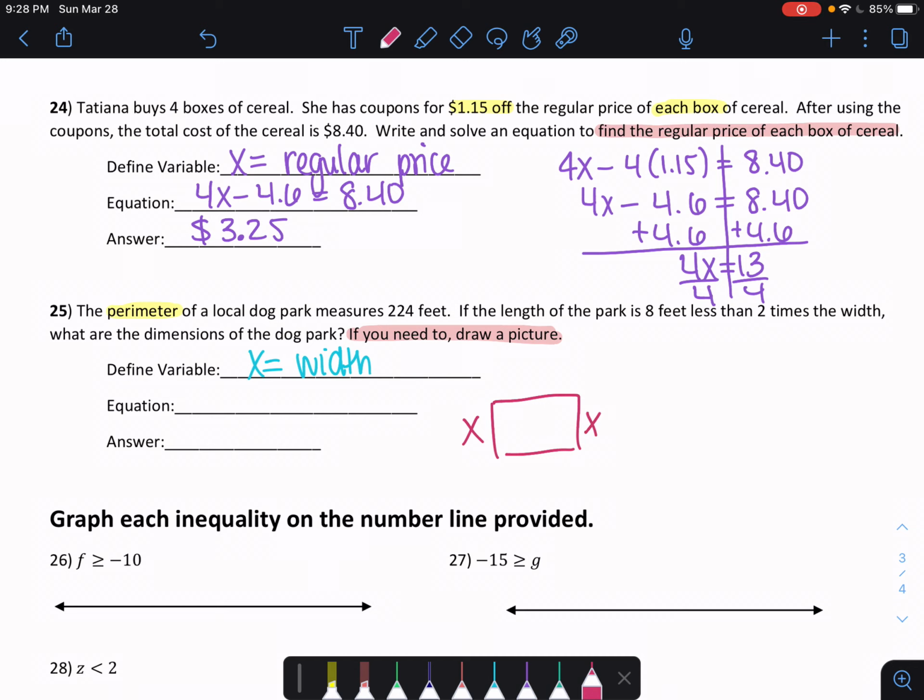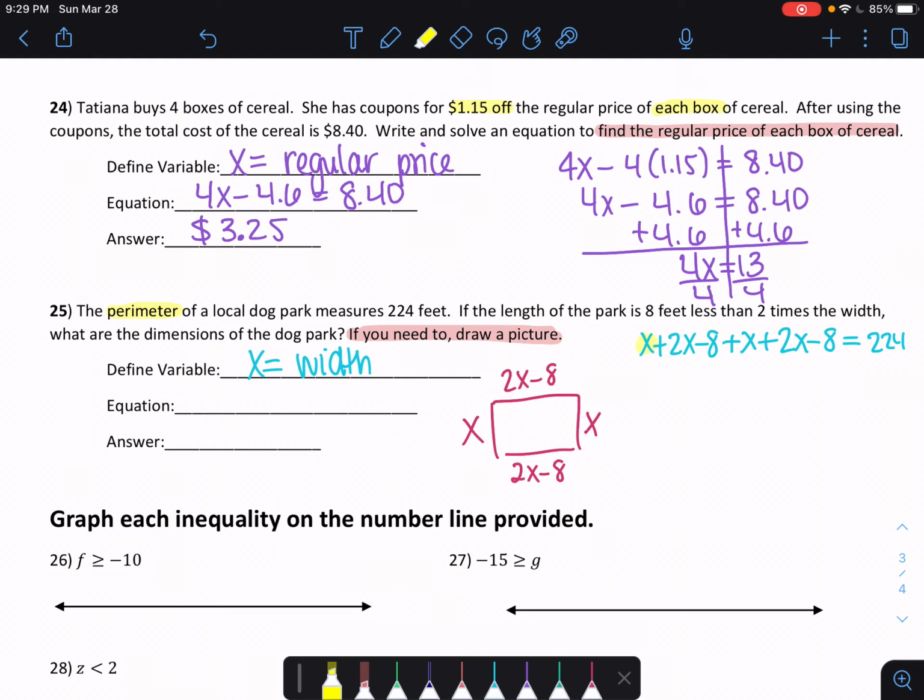So that accounts for 2 sides of the rectangle, and it says the length of the dog park is 8 feet less than 2 times the width. So 2x minus 8 is the length of the dog park. To find the perimeter, I'm going to add up all the outsides. So I'm going to do x plus 2x minus 8 plus x plus 2x minus 8. And that is equal to 224 feet.